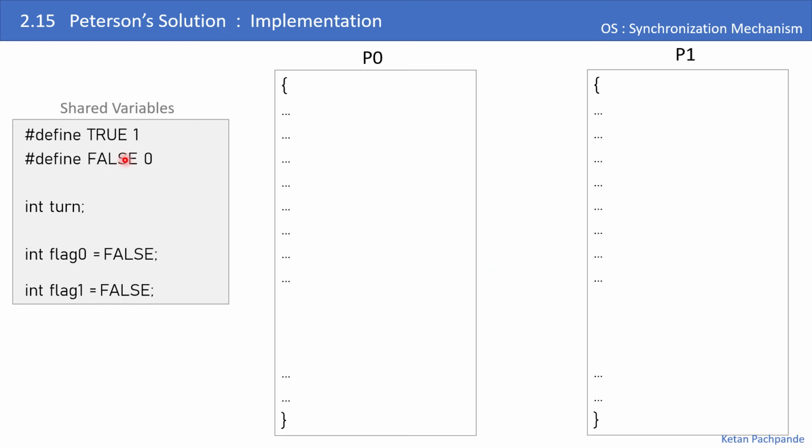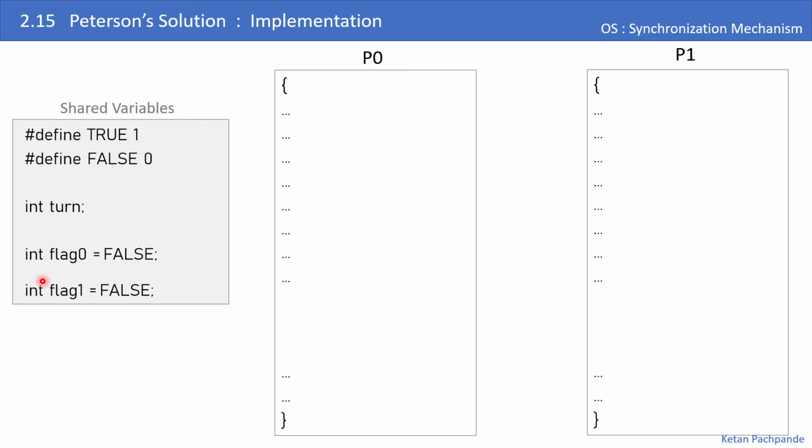To implement this Peterson solution, we need to take some shared variables. So what are these shared variables? First, let's define true as 1 and false as 0, the two constants. There is one additional variable we are going to take, which is the integer turn, which is not initialized to any value.